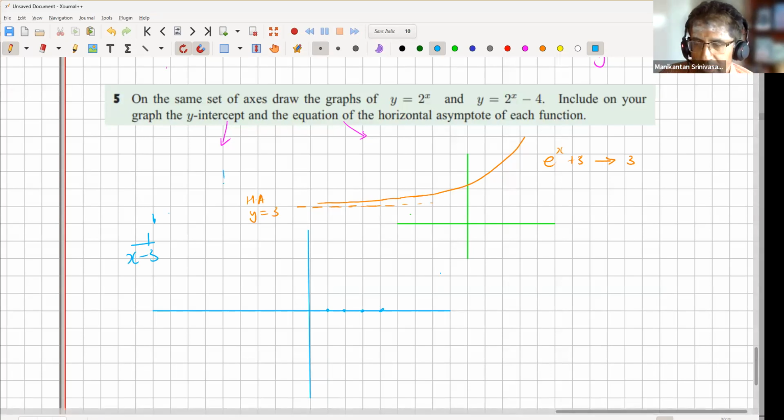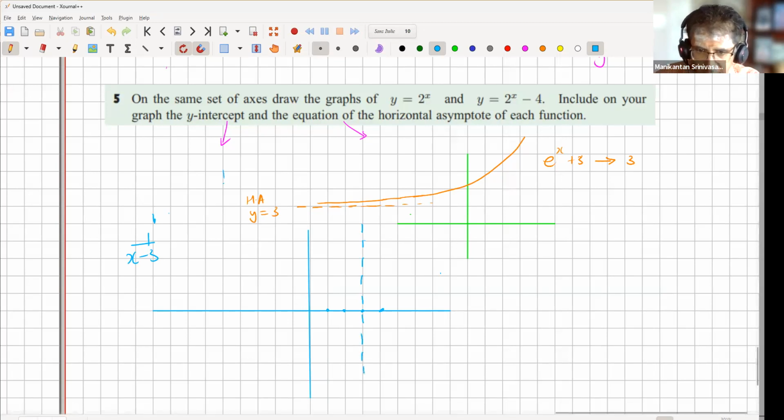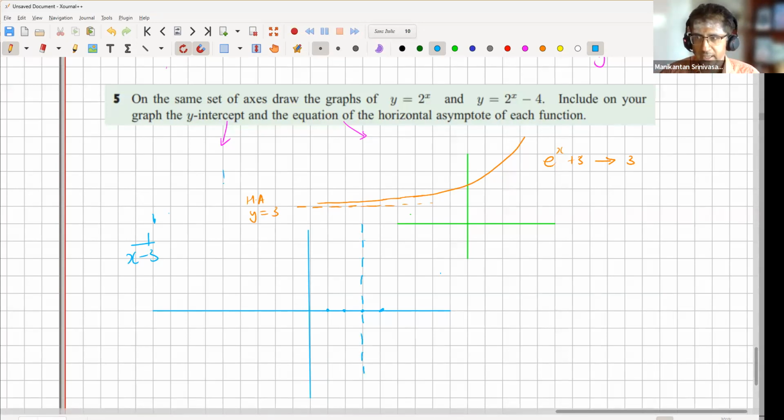At x equal to 3, I'm getting 1 upon 0, which is not well defined, correct? However, x can be as close to 3 as possible. Only the forbidden line is x equal to 3. So I'll put a dotted line at the forbidden line. X cannot be 3, but x can be very, very close to 3, right?